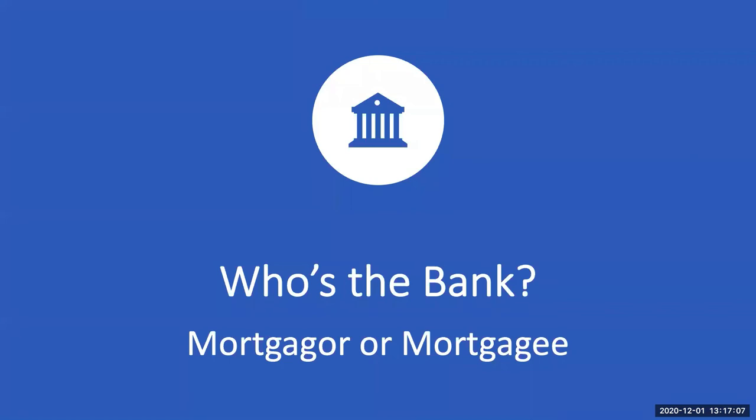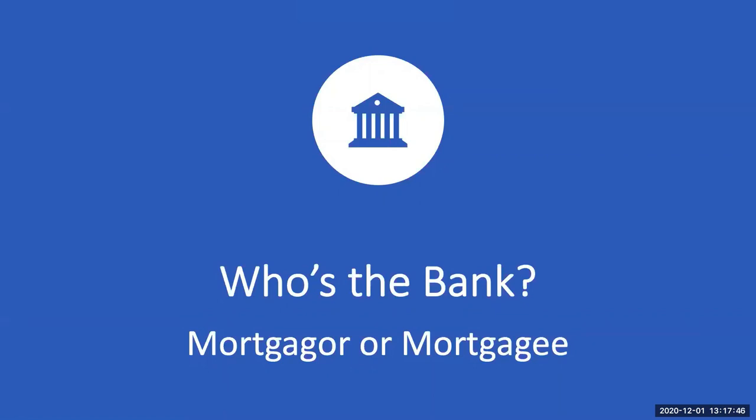Here's the hard one people get confused on. Who's the bank? I'm going to give you a hint because it's backwards. Everyone thinks the loan's not done yet. But once you're a mortgagor or mortgagee, the loan is done. Who's the giver of the payment? Mortgagor or mortgagee? Mortgagor. Mortgagor is the giver of the payment every month.